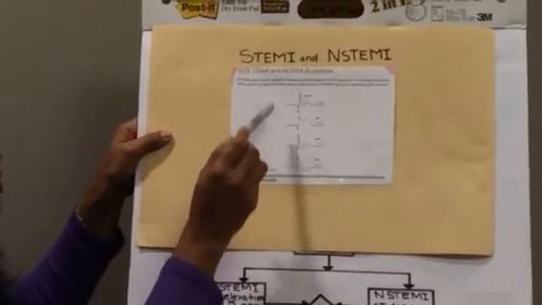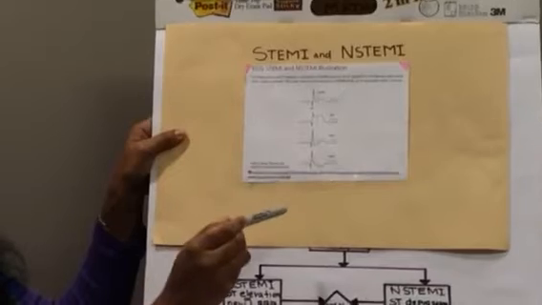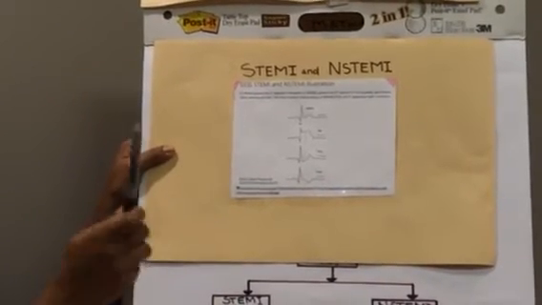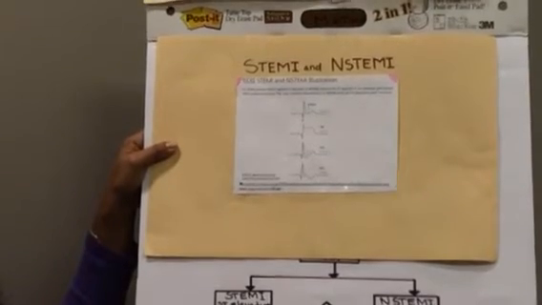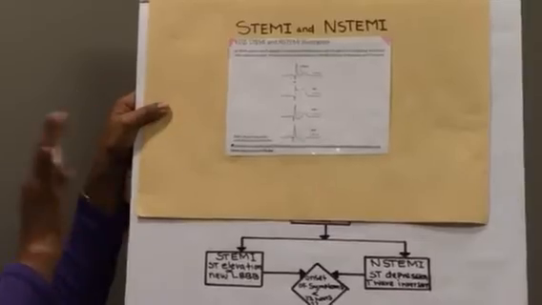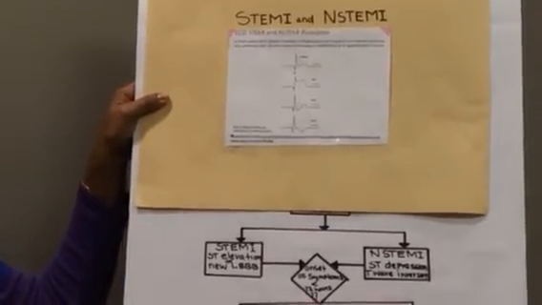So these are the two main things you look for in the EKG: whether the ST segment is elevated, or a T-wave is inverted, or the ST segment is depressed. And then you look for a new left bundle branch block. So these are the main things we look for in a 12-lead EKG.